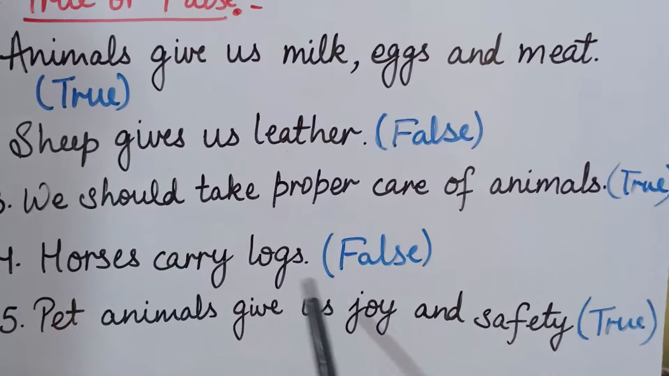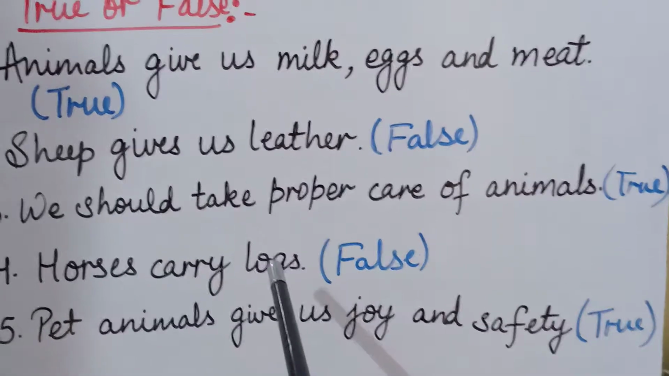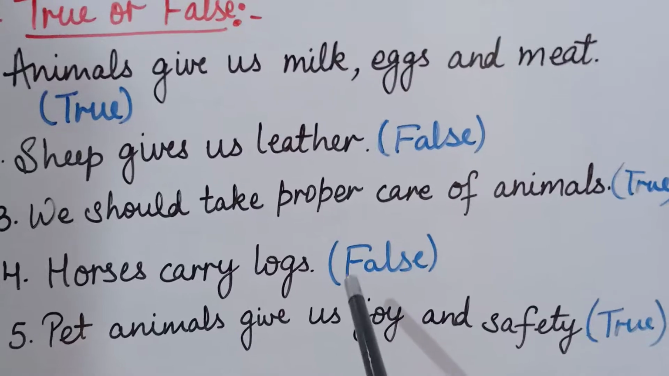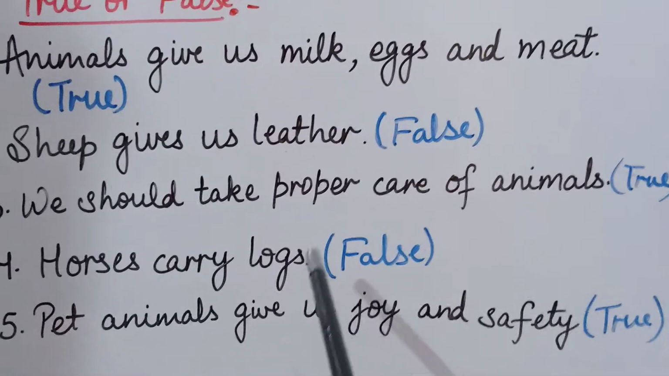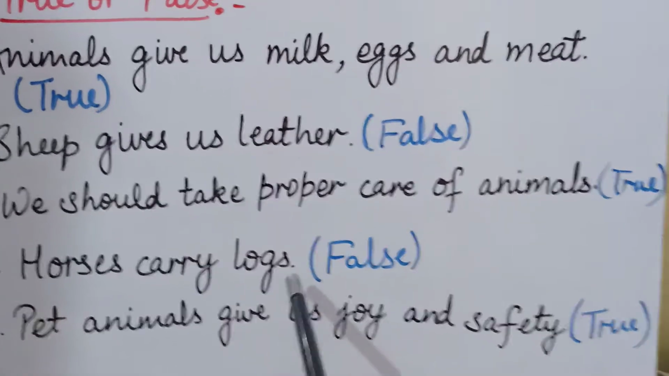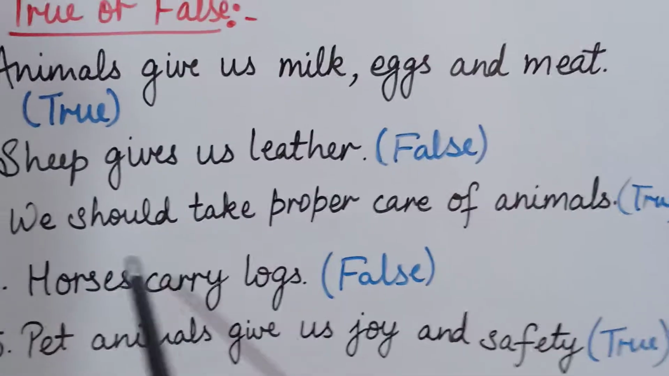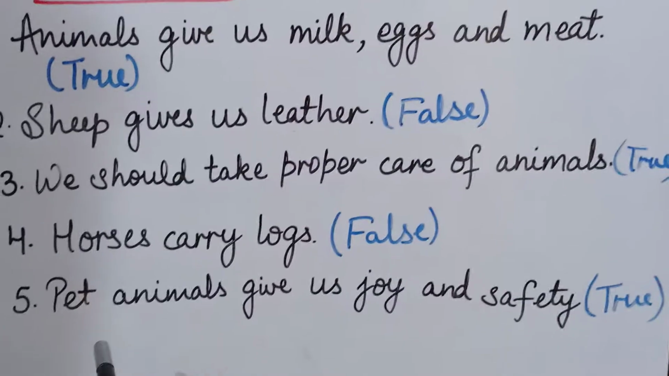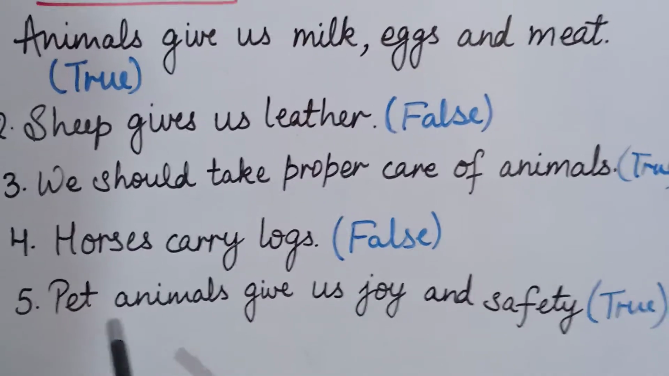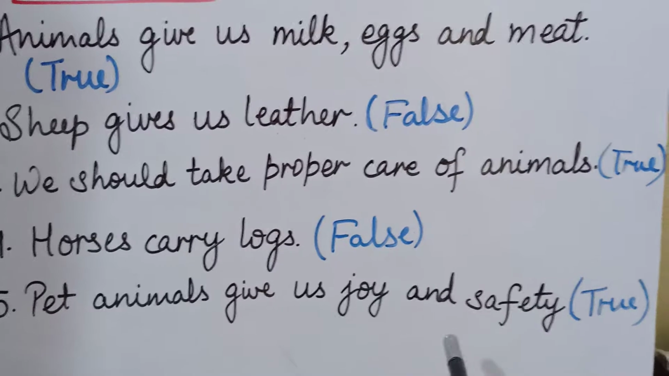Horses never carry logs. Logs को कौन carry करता है? Elephants. A very big animal is the elephant, so elephants carry big logs. And horses pull the tongas. Is that clear? Now coming to the last part, fifth part, pet animals give us joy and safety.